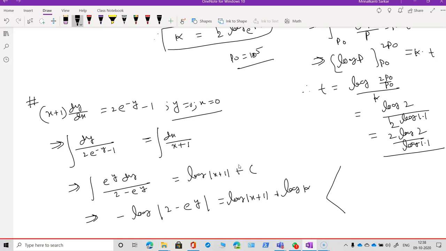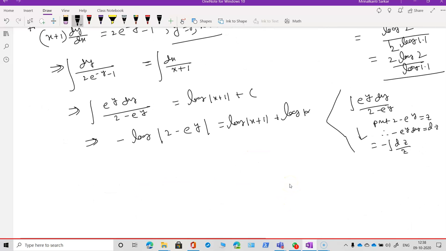Now this one, e to the power y dy by, what I did there, let me explain once more. I think all of you have understood. Put 2 minus e to the power y as z. So this thing is going to be minus dz by 2 minus e to the power y. We have taken z, so substitute.